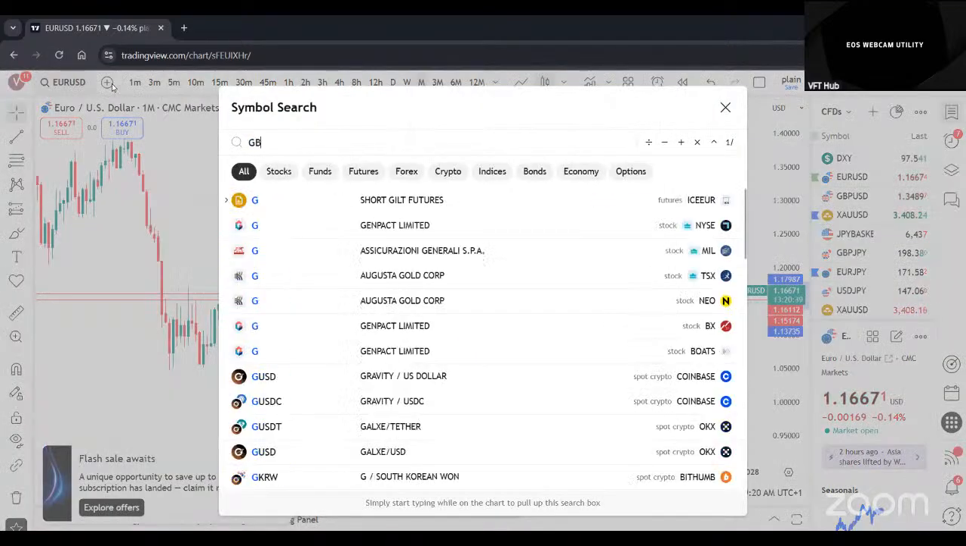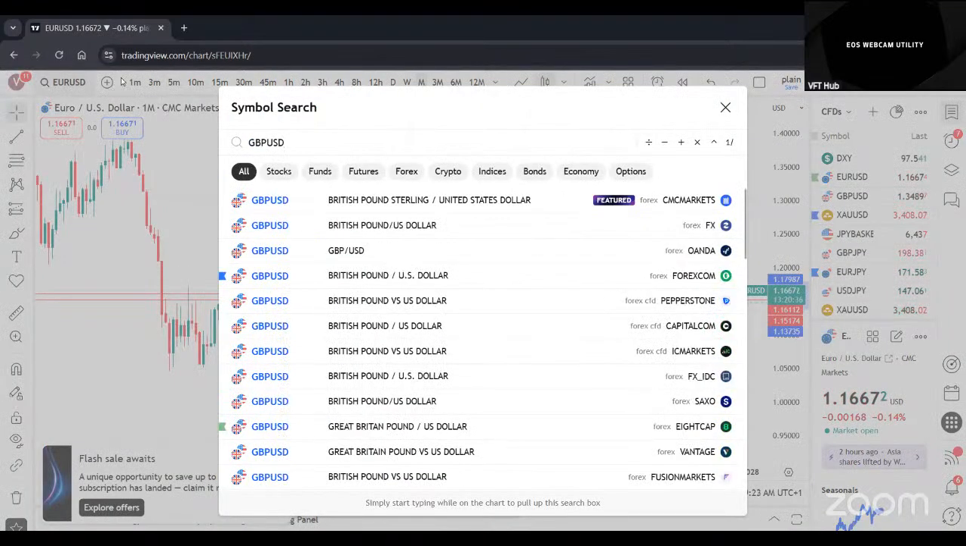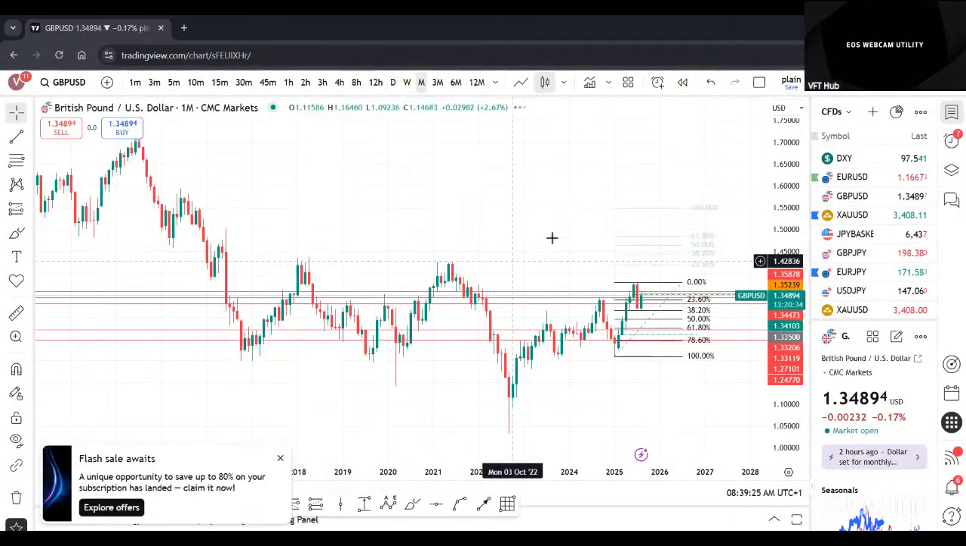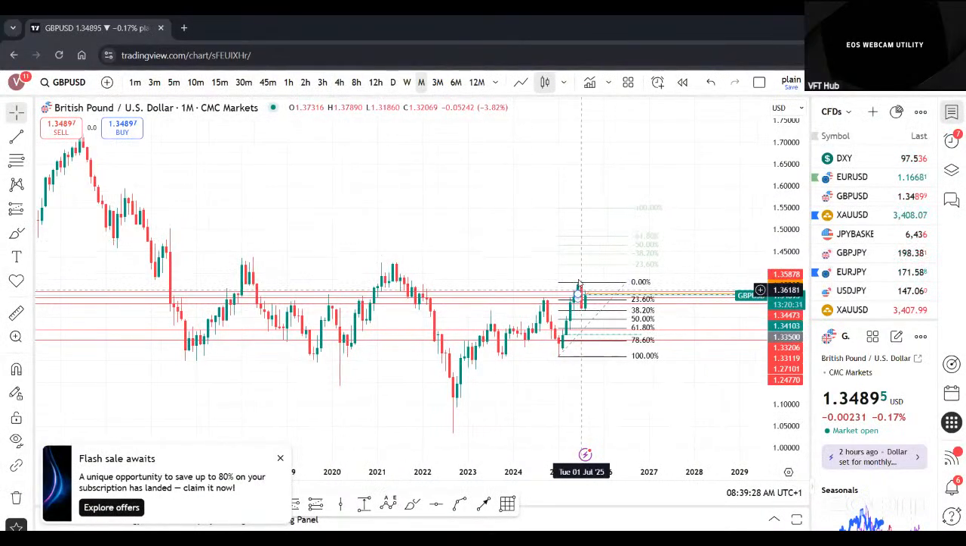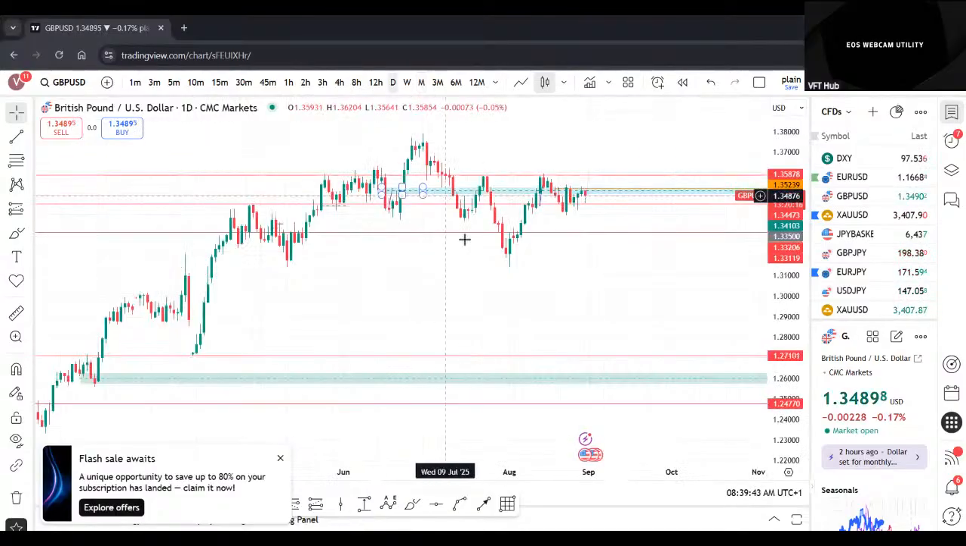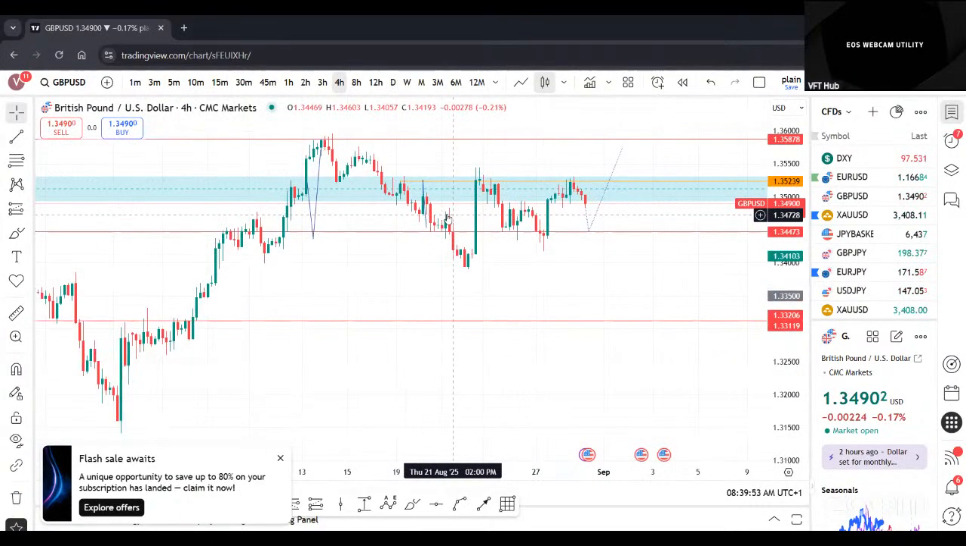Let's see GBP USD. Okay, this bearish candle engulfed the bullish candle, right? Well, for the daily time frame, we've already seen a break of structure giving us a bearish direction, right? But on the 4-hour time frame also, I've seen that price has broken the high, this most recent high.